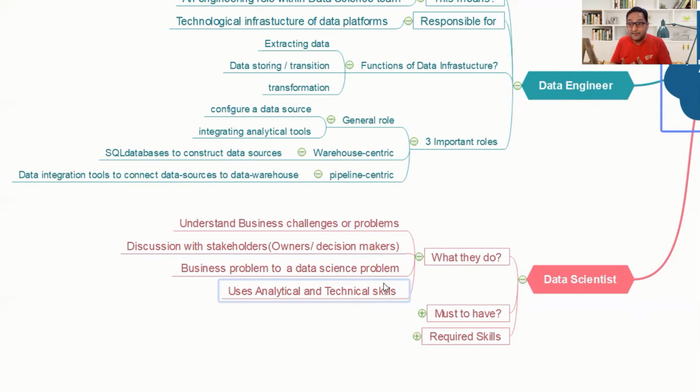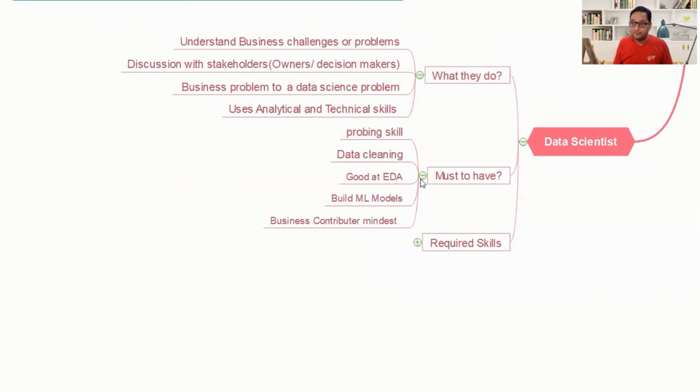Use analytical and technical skills, right? So there are a lot of technical skills and analytical skills required to become a data scientist, and you must have probing skills. Asking the right question is the first skill, right? Must have, right? Data cleaning.